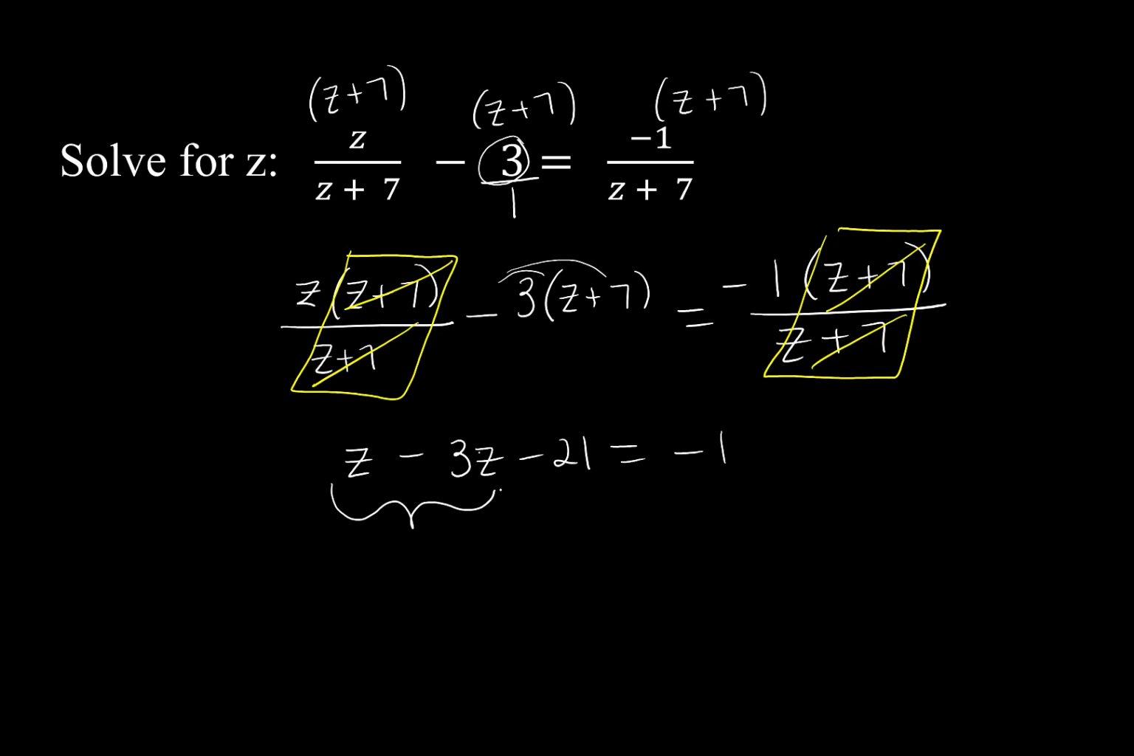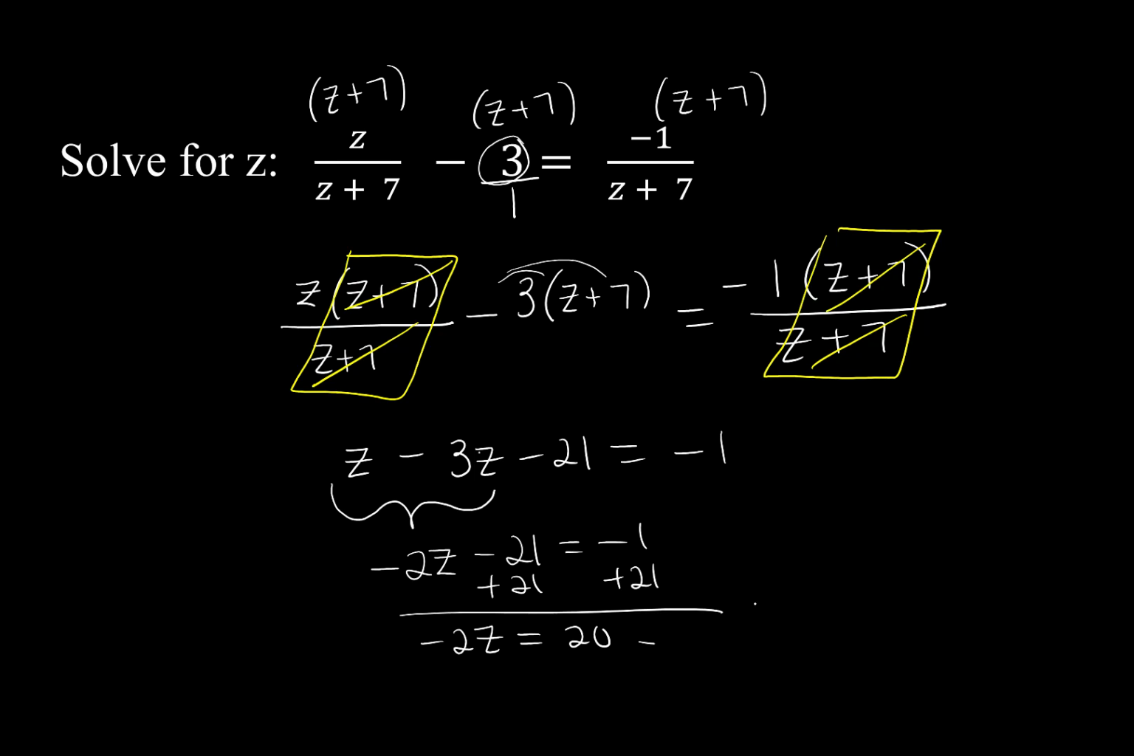Because these two z terms are on the same side, you can combine those together to get negative 2z minus 21 equals negative 1. Add 21 to both sides. This is negative 2z equals 20. And then once you divide both sides by negative 2, you have z equals negative 10.